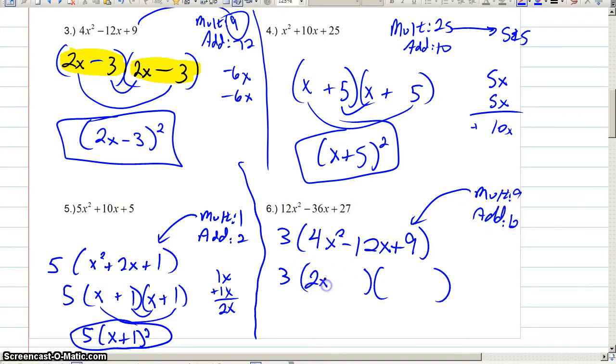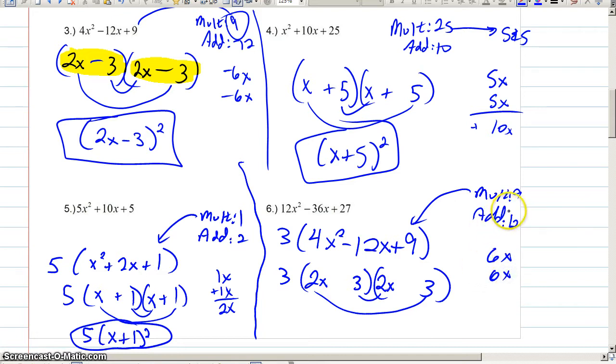So why not just try the 2x and the 2x? Because we're seeing so many problems where these numbers are the same. How might we multiply to 9? Well, let's try a 3 and a 3. Drawing that nose and mouth, you'd have a 6x and a 6x.